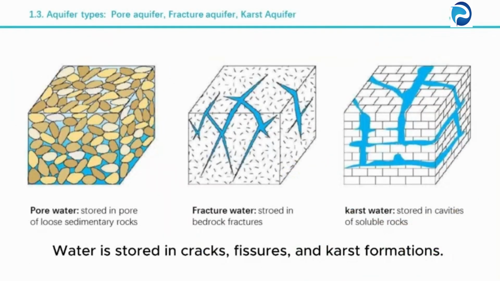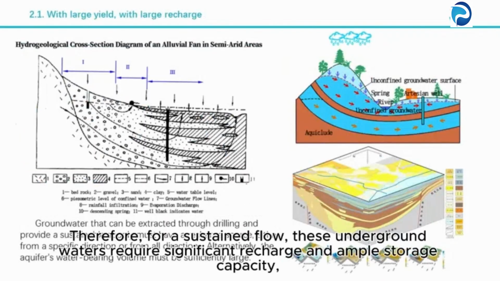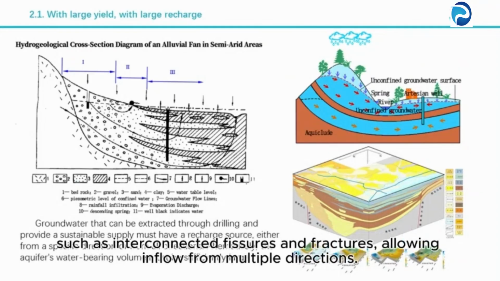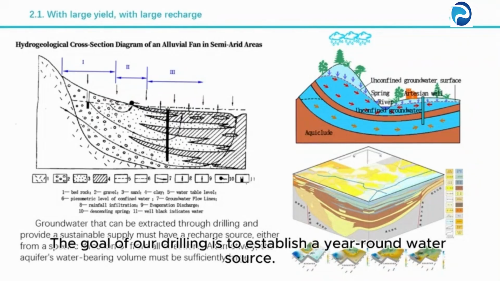Water is stored in cracks, fissures, and karst formations. Therefore, for a sustained flow, these underground waters require significant recharge and ample storage capacity, such as interconnected fissures and fractures, allowing inflow from multiple directions. The goal of our drilling is to establish a year-round water source.